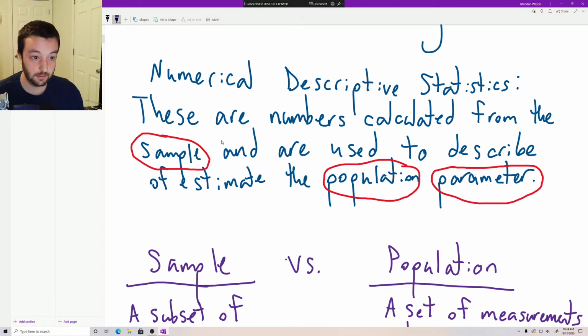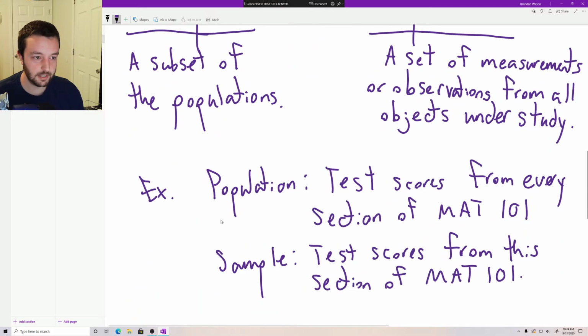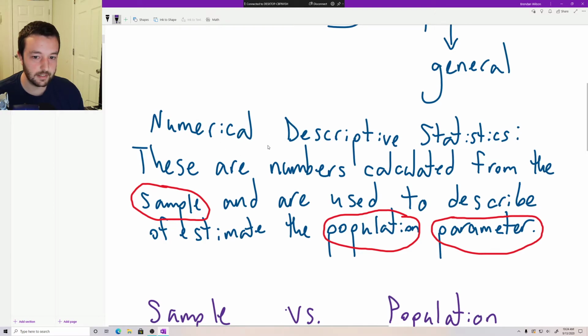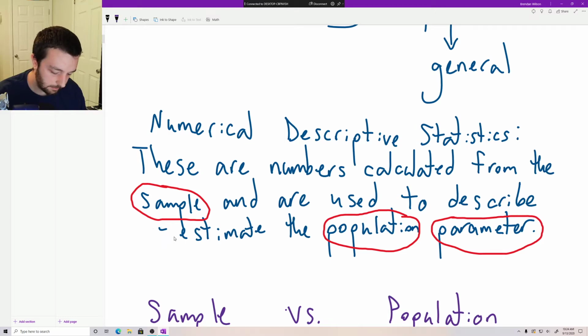So it's basically just the same definition of statistic here. It's just specifying that it's numerical, and specifying that it's describing. I have a typo here. What was that supposed to be? Describe or estimate, not of estimate. Or estimate. Okay.